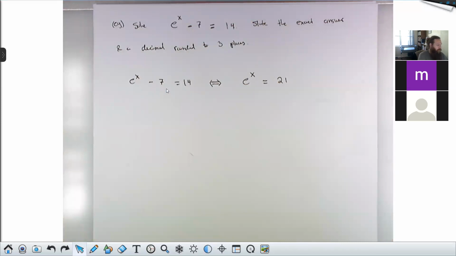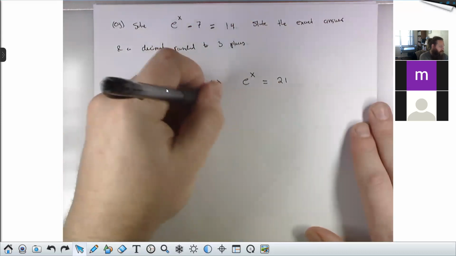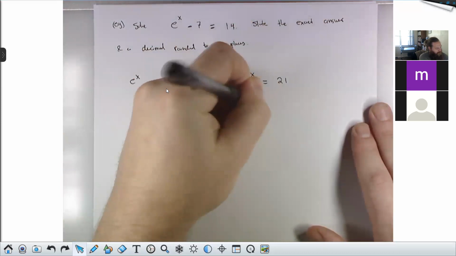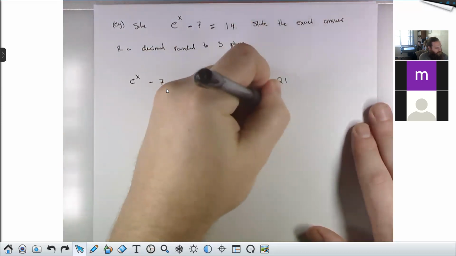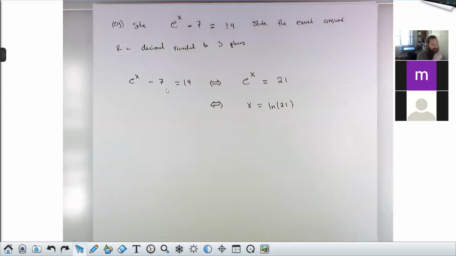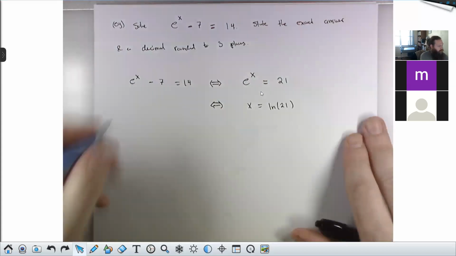Very good. So we can rewrite this using natural logs. This is the same as saying x is equal to the ln of 21. There's a handful of ways to think about it. You could say I'm going to take the natural log of both sides, and over here the natural log of e to the x will just be x. Or you can use the definition and just say this is a consequence of the definition.